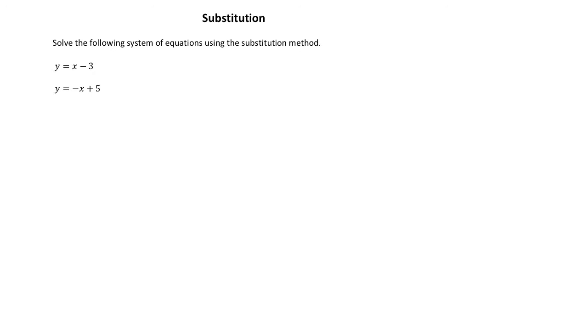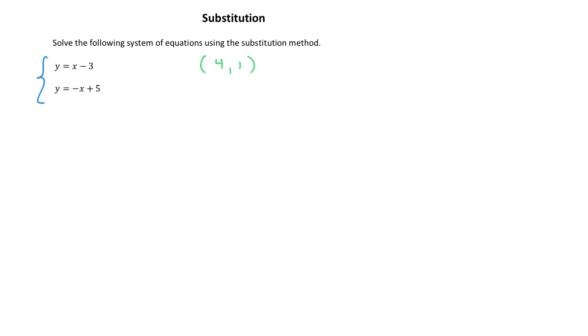A system of equations can be solved without using a graph. One of the ways we can do this is by using a method called substitution. If we look at the system, y is equal to x minus 3 and y equals negative x plus 5, by using a graph in the previous lesson, we already saw that the answer to this is (4, 1). But if you don't want to use a graph, here's what we'll do.